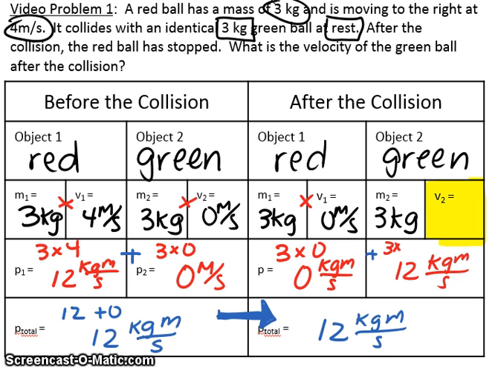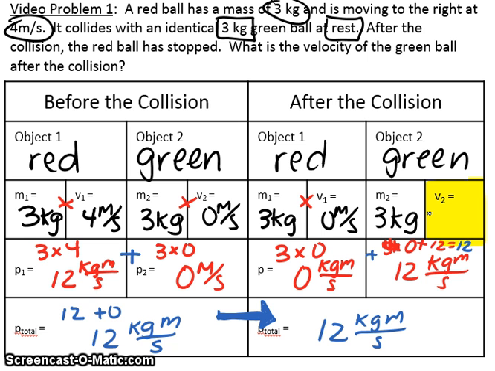Because 0 plus what equals 12? And I have 0 plus 12 equals that total momentum of 12. So we're basically working our way up. We have 0 plus what gives me 12? Well, that's got to be 12.